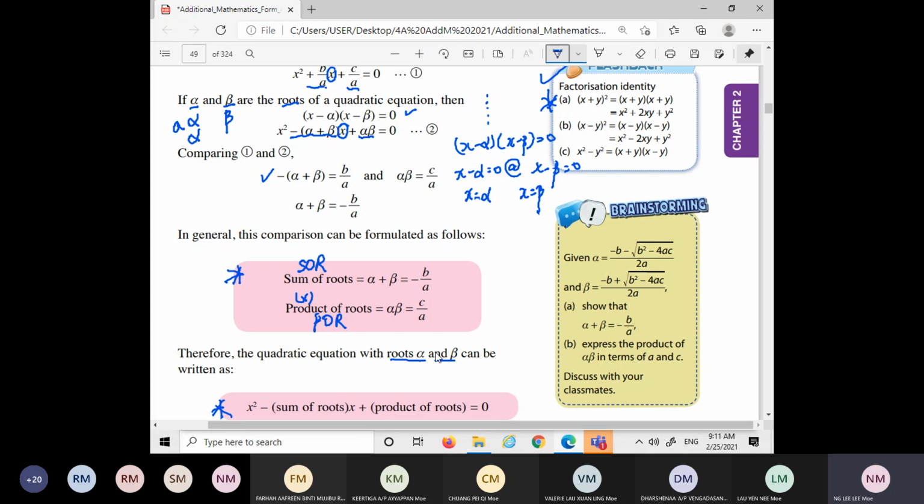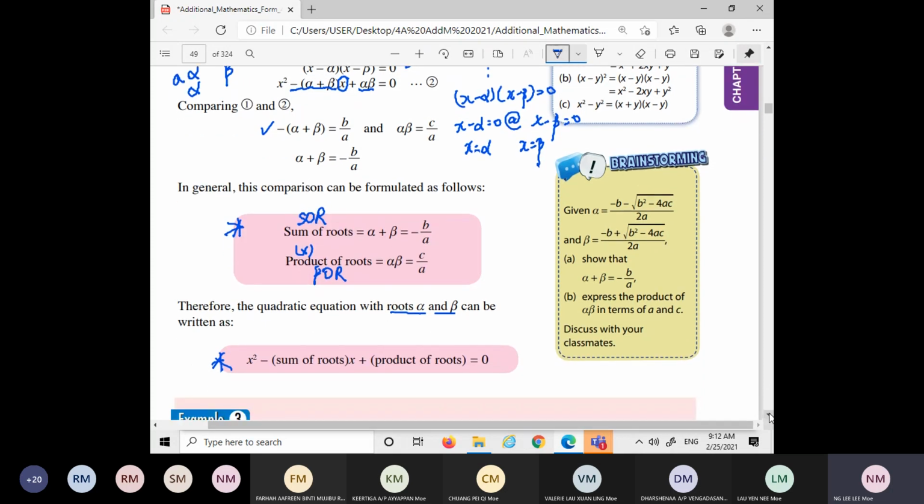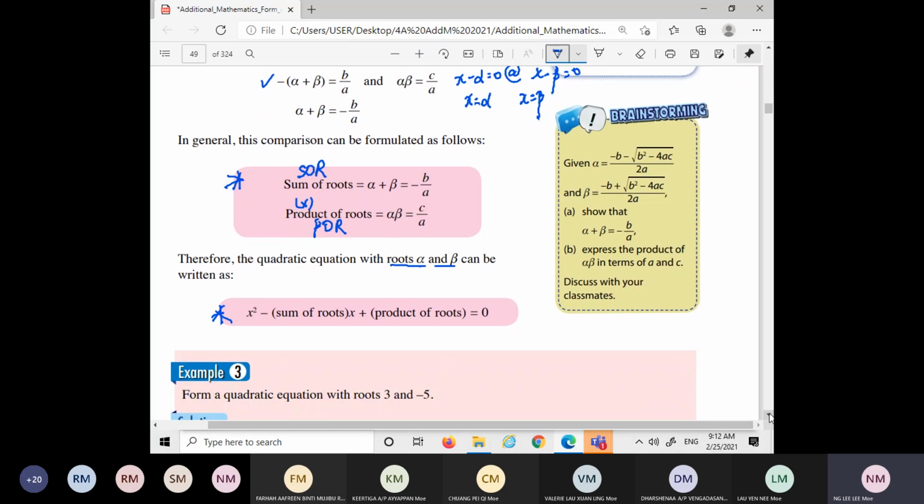When the question gives you alpha and beta and asks you to write the quadratic equation, you can use this. I'll show you examples. Before we continue, I would like to do this activity, before I give the example. Given alpha is this, beta is this, show that alpha plus beta is equal to negative b over a. So I'm going to show this.